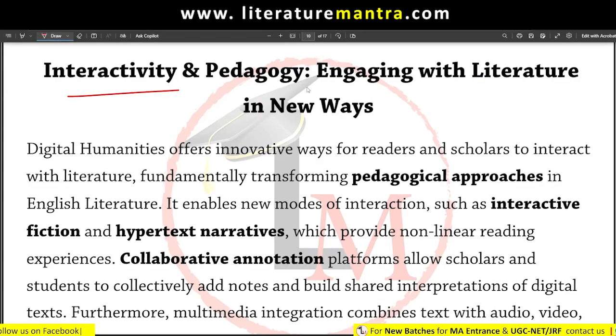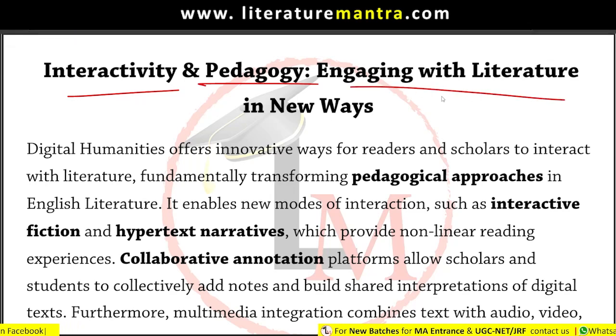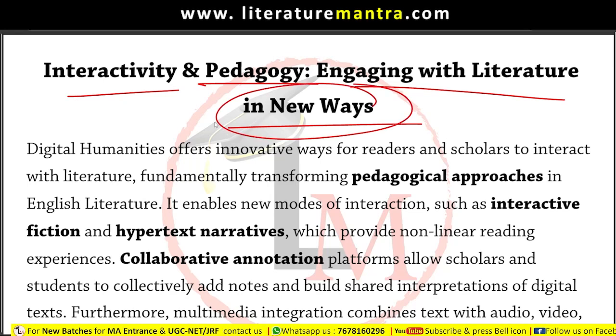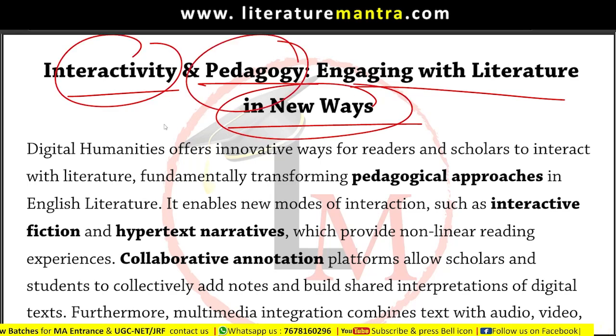ठीक है? Interactivity and pedagogy. Engaging with literature in new ways. ठीक है? So at the outset, one of the benefits of digital humanities is we can engage with literature in new ways. ठीक है? It becomes more interactive and also helps in the pedagogy. Let me explain this in detail.